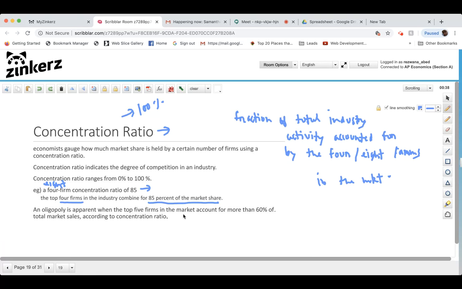And like I mentioned here, an oligopoly is apparent when the top 5 firms in the market account for more than 60% of the total market. It could be sales or production, according to concentration ratio. So if the top 5 firms in the market account for more than 60% of market sales, you would call them an oligopoly.